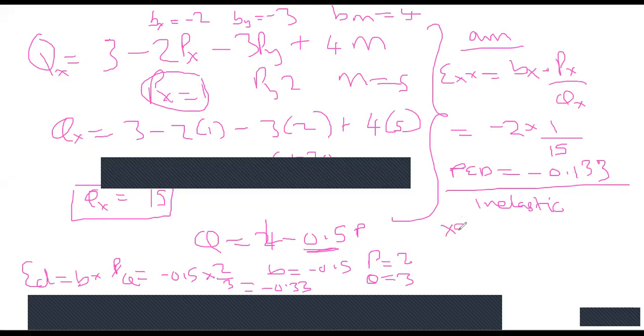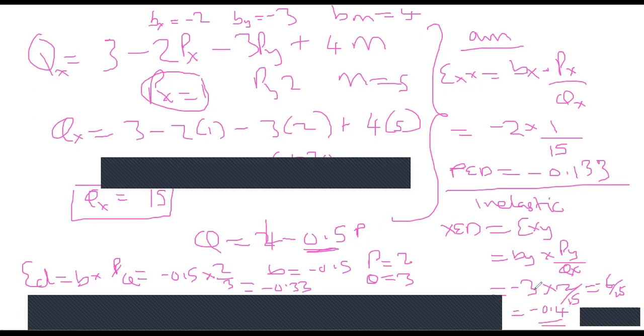Then cross price elasticity, same as XY, moving from good Y to good X. The formula is B for good Y times the price of good Y over quantity of good X. What is the slope for good Y? Minus 3. The price for good Y was 2 over 15. So here we get negative 6 over 15. What is 6 over 15? Negative 0.4.